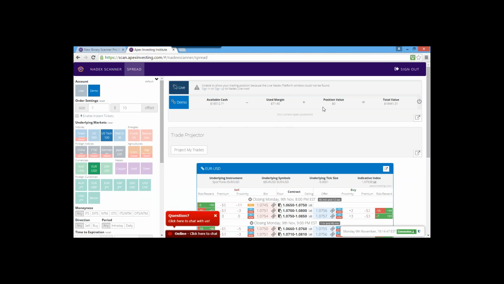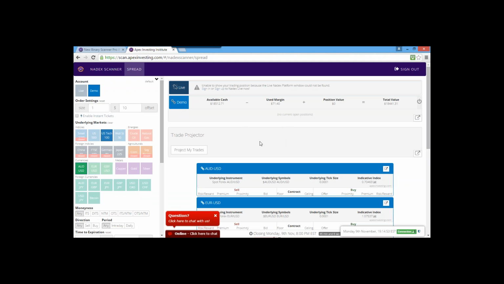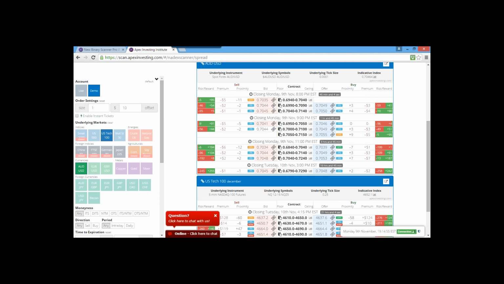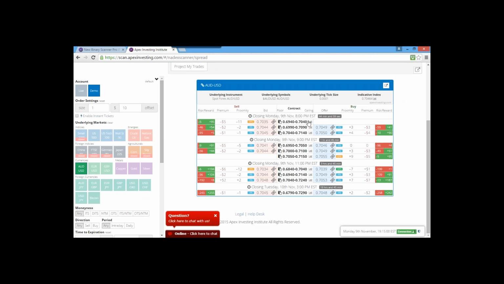This is the Apex proprietary tool that we have made. All I have to do is come in here and say Aussie dollar, boom. Everything's on one page right here. All the Aussie dollars are on one page. See the ones expiring at 8 p.m.? There's those 3. The ones expiring at 9 p.m., here's those 3. The ones expiring at 11 p.m., there's those 3. And the daily, all right in front of me.